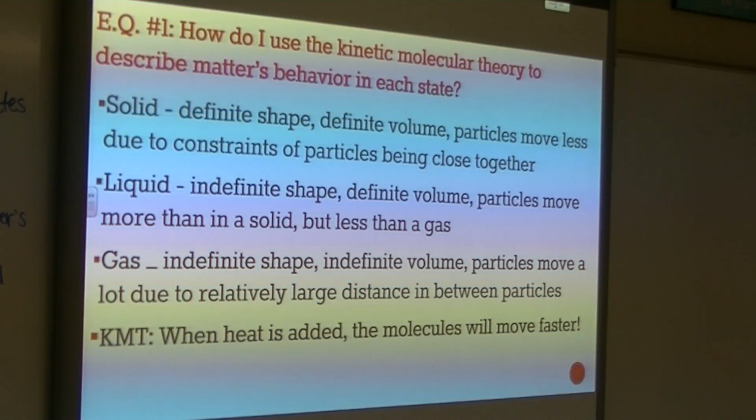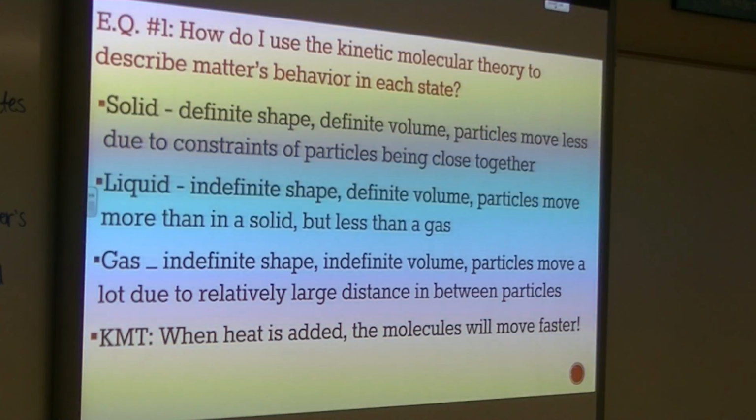Solids have a definite shape and definite volume, and the particles move around less because they are so close together. Liquids have an indefinite shape, definite volume. They take the shape of whatever container they're in. The particles will move around more than in a solid. There's enough space they can slide over and around each other. They don't move as much as in a gas.